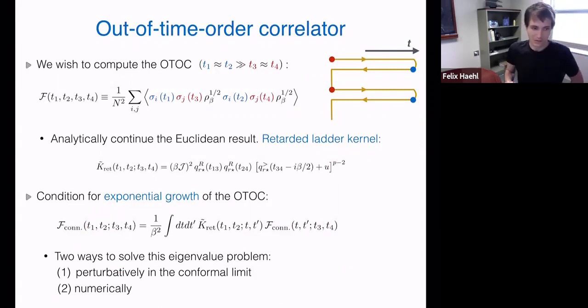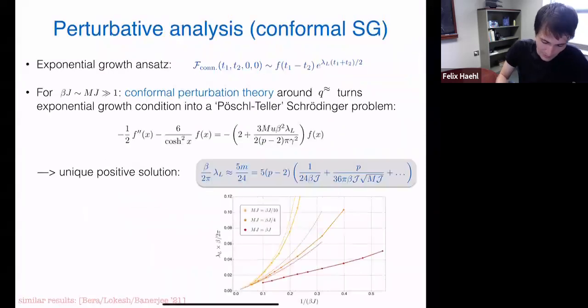So all we have to do is solve this exponential growth condition. And we can do that in two ways, or we did it in two ways. One is perturbatively in this conformal limit, using this approximate solution that I described, and working perturbatively in large couplings. And the other way is numerically. But yeah, so let me describe the analytical way first, because it's maybe more illuminating.